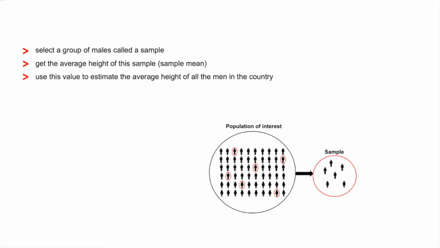all the data. In our case, we can select a group of males called a sample, get the average height of this sample, which is called sample mean, and use this value to estimate the average height of all the men in the country. Obviously, this approach immediately raises some questions.